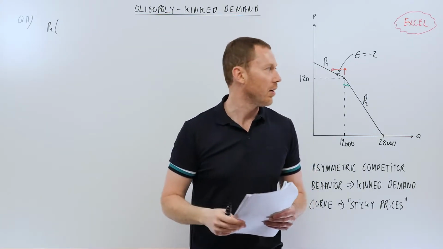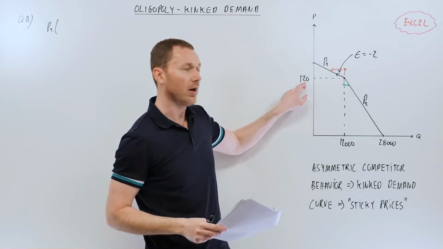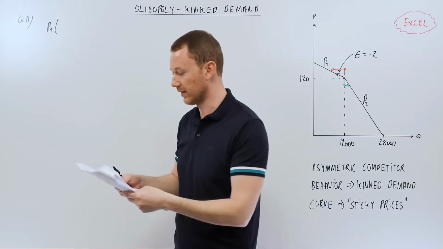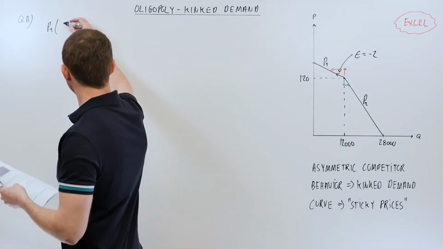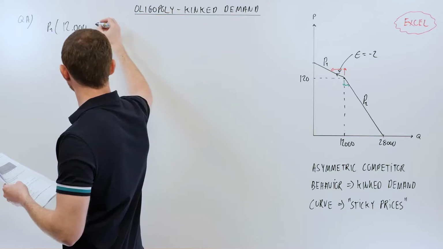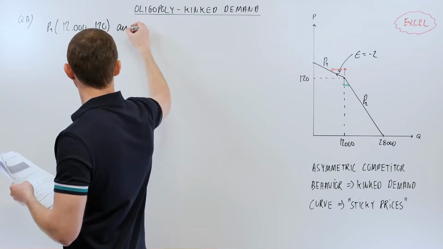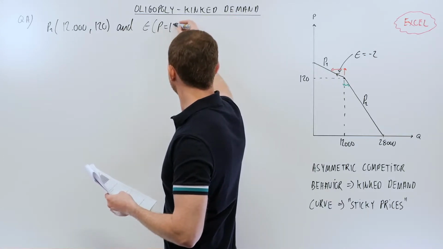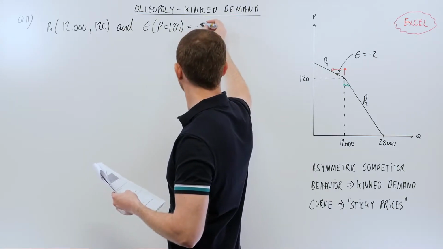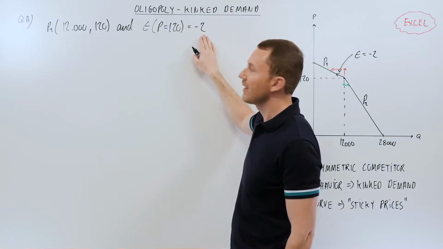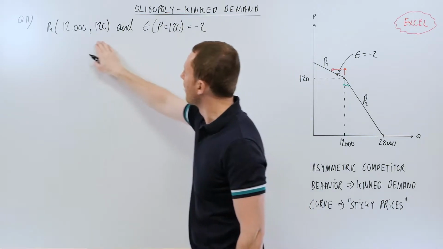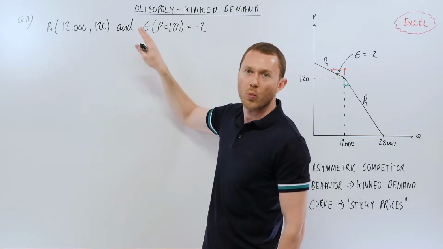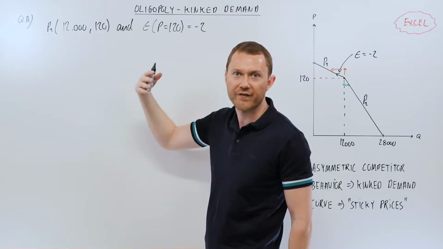So P1, we know a point on the curve or the function, and we know an elasticity. So we know that we have this point, 12,000, and when the price is 120, we know the elasticity is -2. So this is an information set from which we are supposed to derive a linear function.